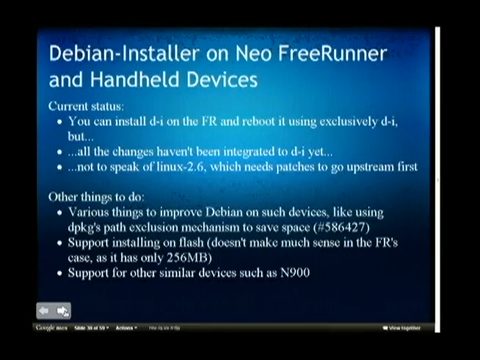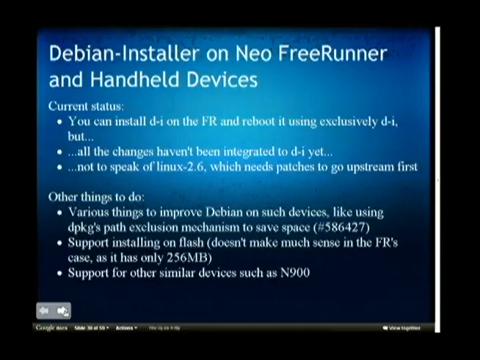So I've made images with Debian installer. It can run on the FreeRunner. We can install it, reboot, it works. But all the changes that have been made have not been integrated yet. And as I said before, the patches I sent to the Linux kernel haven't been reviewed yet.